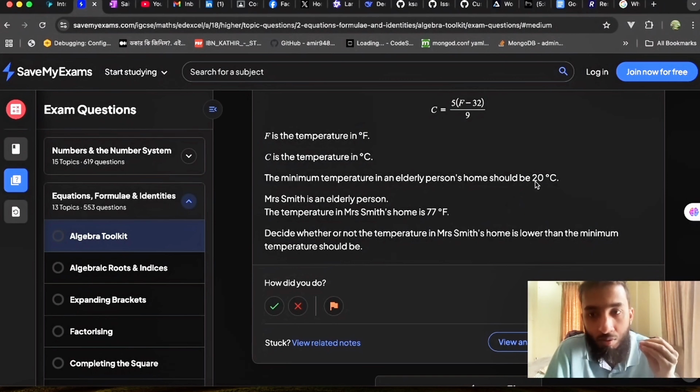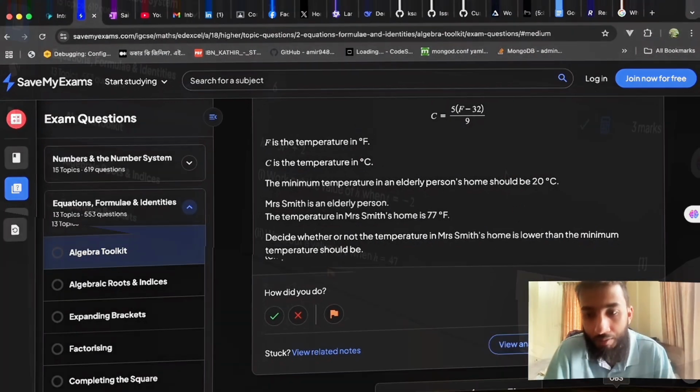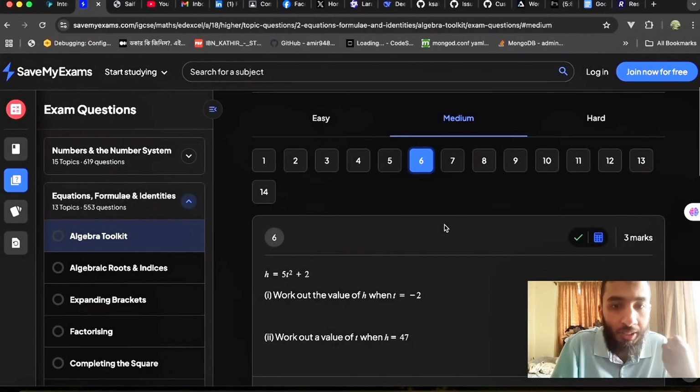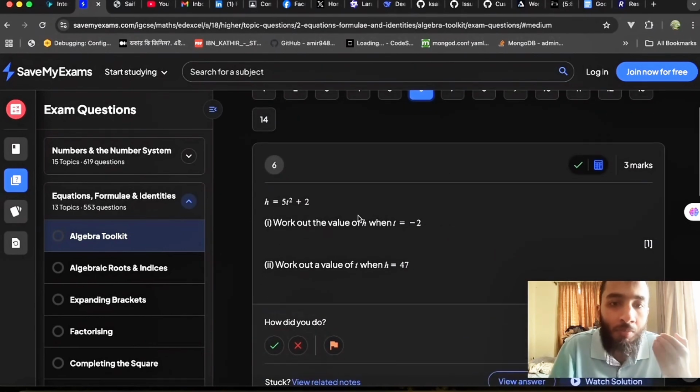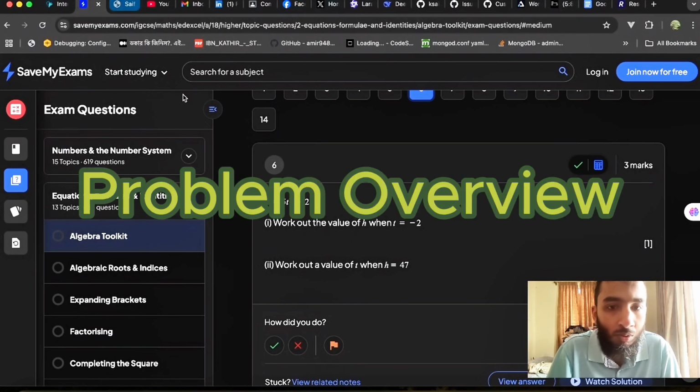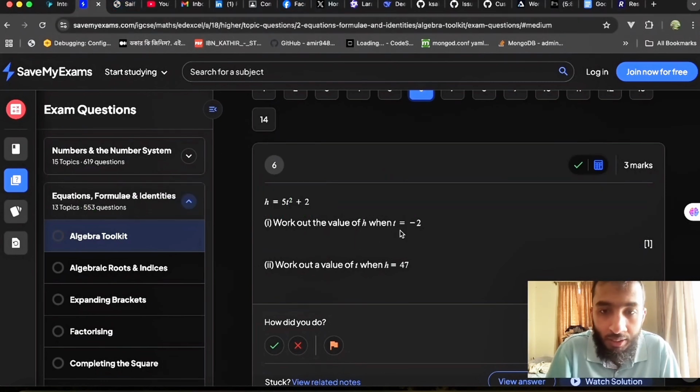Smith's house has a temperature that is not lower than the minimum, what the minimum temperature should be. If I now focus on problem number 6, let's read the problem. It says there is an equation given, h is equal to 5t square plus 2. You have to work out the value of h when t is minus 2, and you have to work out the value of t when h is 47.